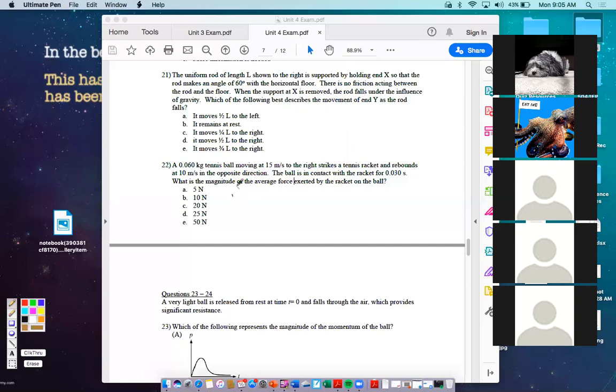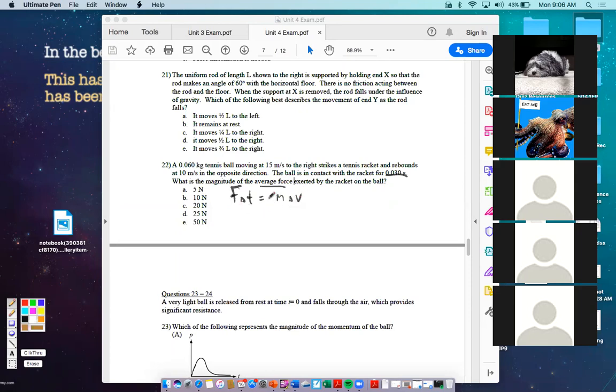Let's see. So I know that we have this ball, and I want to know the average force exerted by the racket on the ball. So I can use this expression for change in momentum. That's impulse, right? Because they're asking me about an average force and they give me a time interval over which that force is acting. I know that has got to equal mass times change in velocity. So you plug these things in.